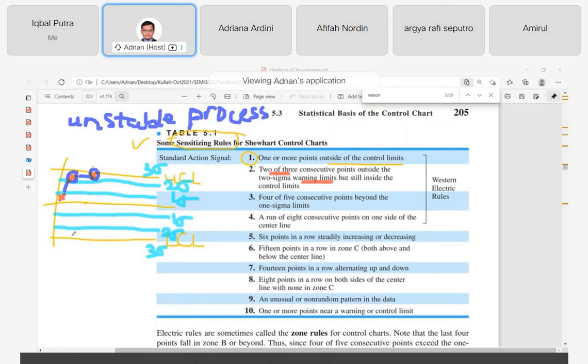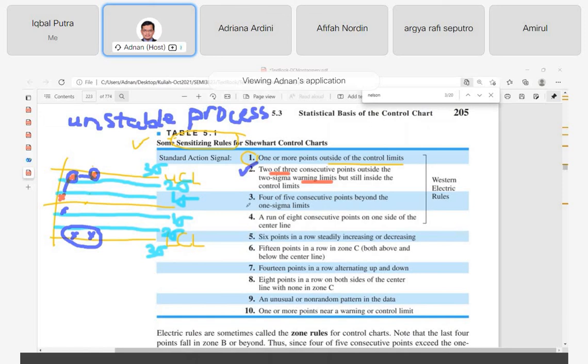The same thing might be happening here, on this 2 sigma, maybe out of 3 points. The earlier point maybe here and 2 points here. So this also shows the process is unstable. This is rule number 2.